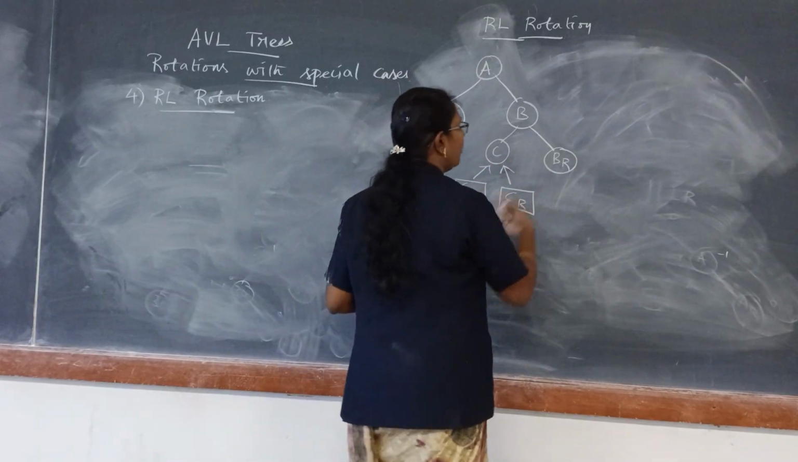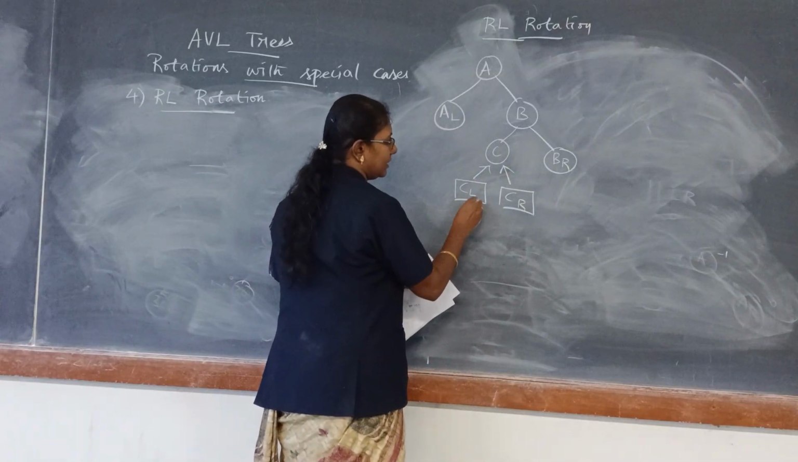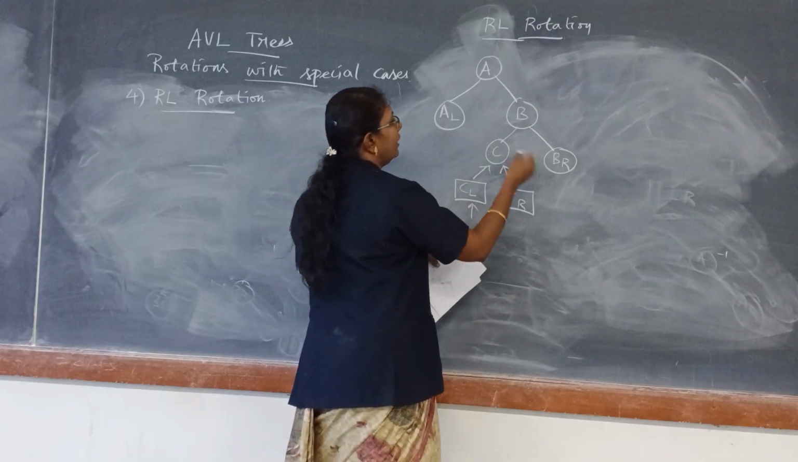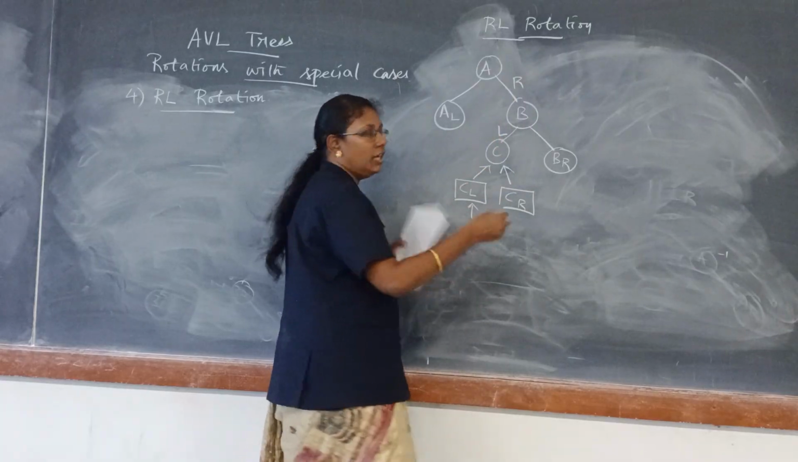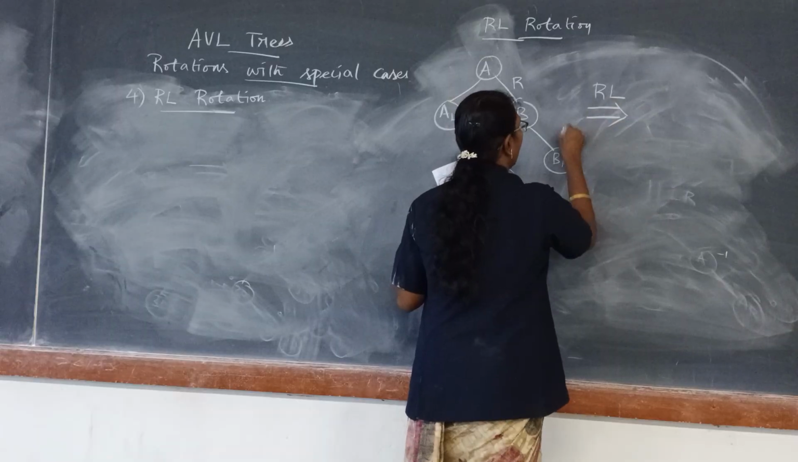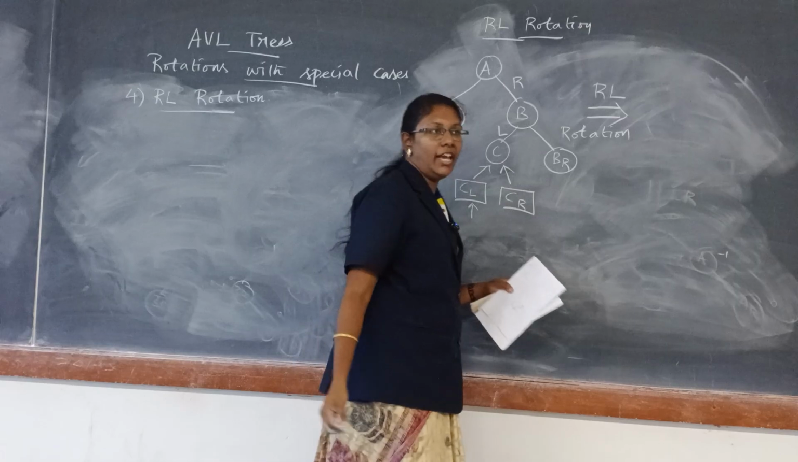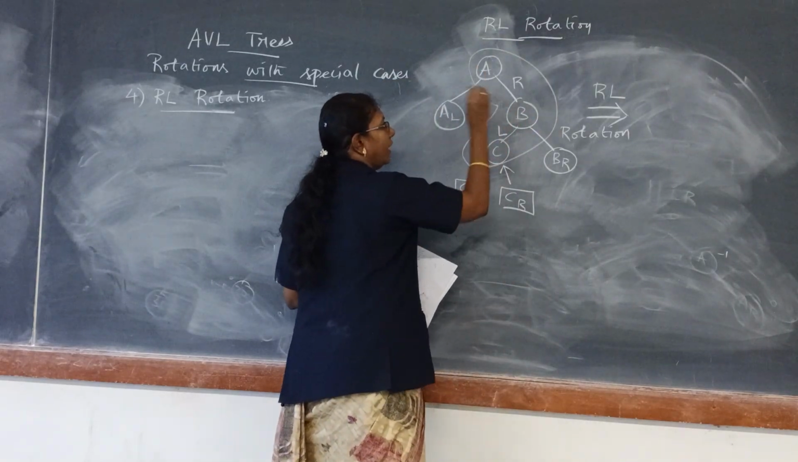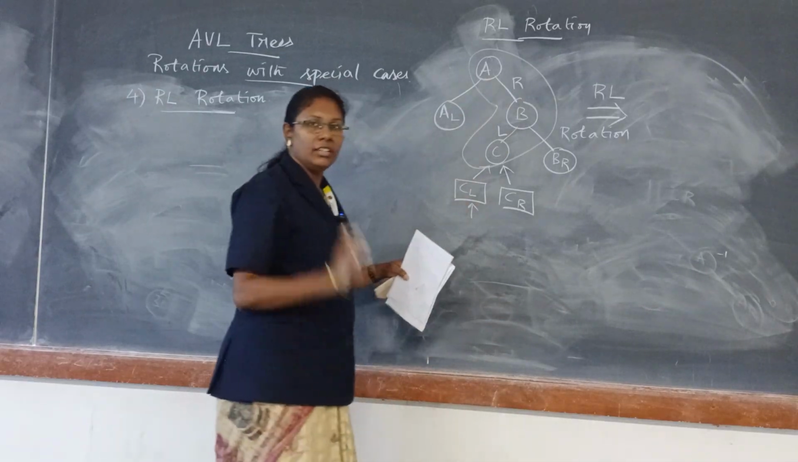Then what type of imbalance occurred? I need to find whether, if I am inserting this left child of C, it is inserted to the left child of the right subtree. So RL imbalance has occurred, so I need to perform RL rotation. For RL rotation, consider these three nodes only, because here only we got the imbalance.